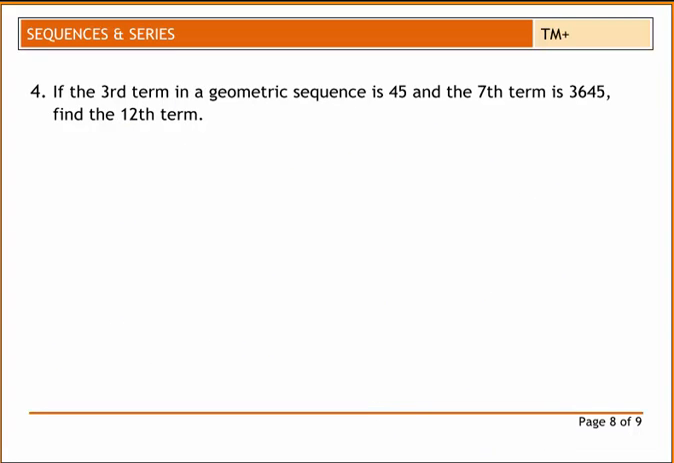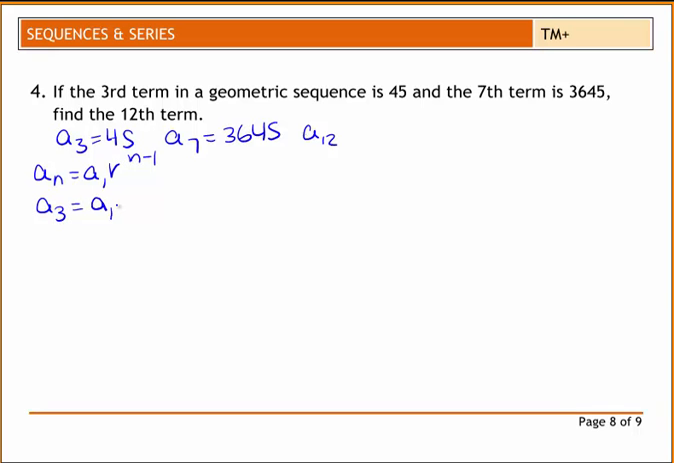Last example: if the 3rd term in a geometric sequence is 45 and the 7th term is 3645, find the 12th term. You should be thinking this is going to be simultaneous. So my 3rd term is 45, my 7th term is 3645, and I want to know what my 12th term is. So let's write out our general term, a n equals a1 r to the n minus 1. Let's use the a3. So a3 equals a1 r to the 3 minus 1. So 45 equals a1 r squared.